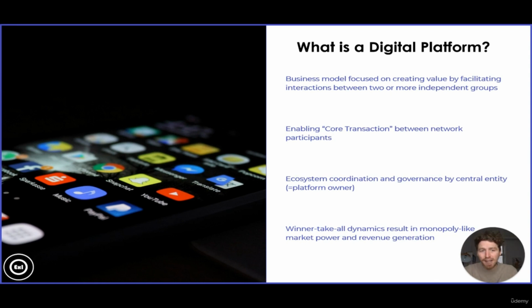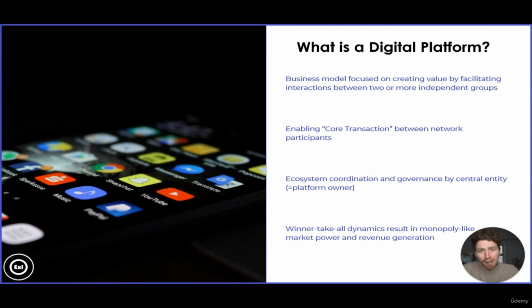The ecosystem coordination and governance is done by one central entity, which is the platform owner. So most of the platform businesses are very capital light and don't have a big physical inventory. If you think about Airbnb, they don't own any apartments or houses, or Uber, they don't own any taxis. But Airbnb is enabling the interaction between apartment owners and guests who are looking for accommodation. Uber is enabling the interaction between drivers and passengers who want to get from point A to point B.